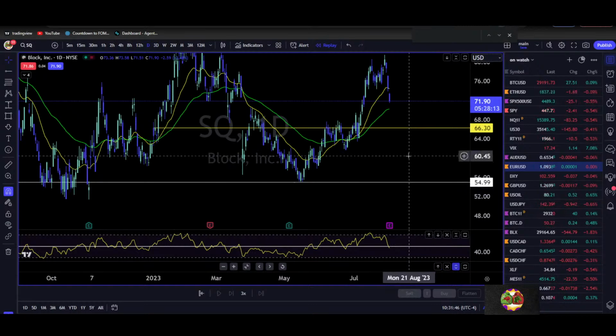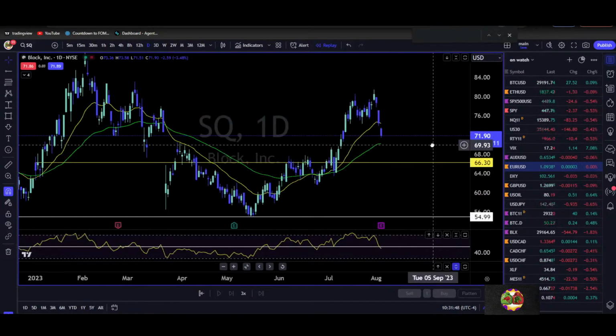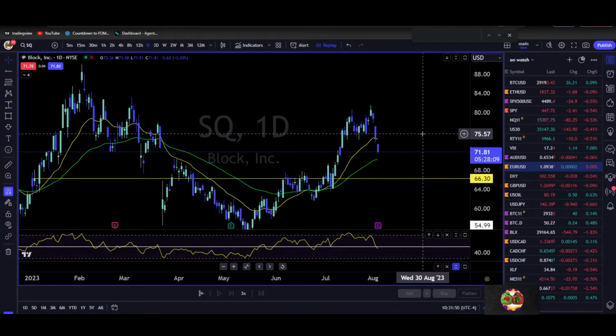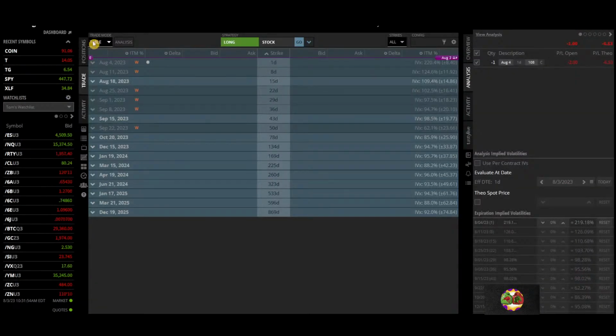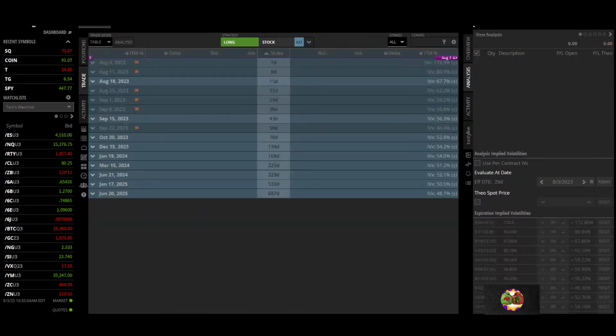So is it going down and trying to make a fresh yearly low? We'll find out. Let's look at Square, as far as if anybody else wants to take the trade. Remember, I can't. I've got too much already. My buying power is used up. So SQ, we'll go see if it's even worth it.